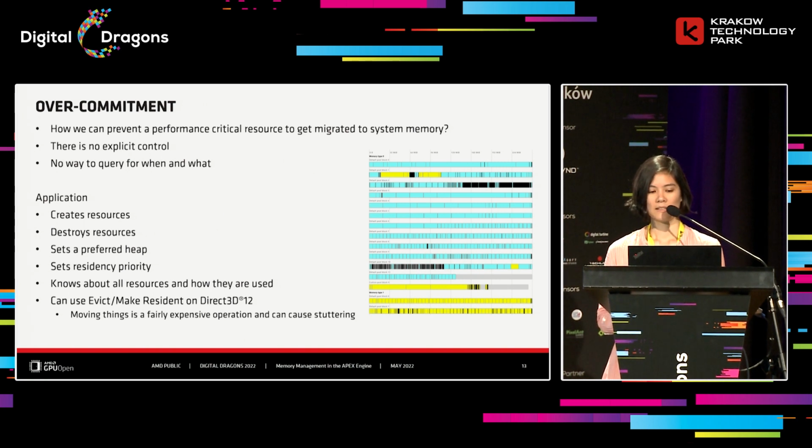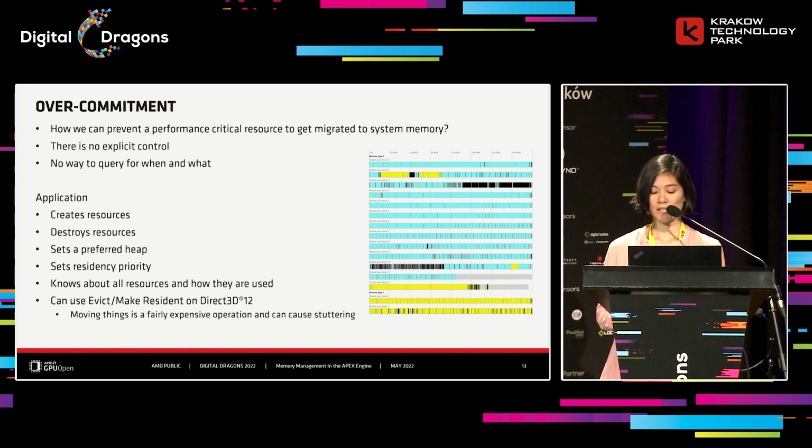And this is just a screenshot from a tool showing what the application sees. Here you see all the allocations, the resources inside. You also see the different memory types, so video memory, system memory. But the application has the full overview of this state. It can also evict and make resident on DirectX 12. This is kind of to control this migration, but it's actually quite tricky to use. And also moving things around is quite expensive. So if it's actually not needed, it could also introduce additional overhead.